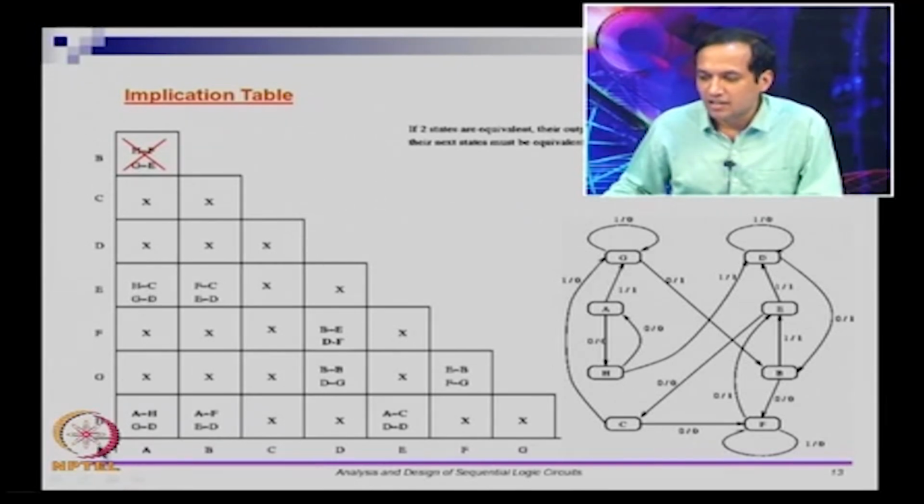Then let us check this. For A to be equivalent to E, H should be equivalent to C. So let us go and check H versus C. H versus C is X. So this is also not going to be possible.